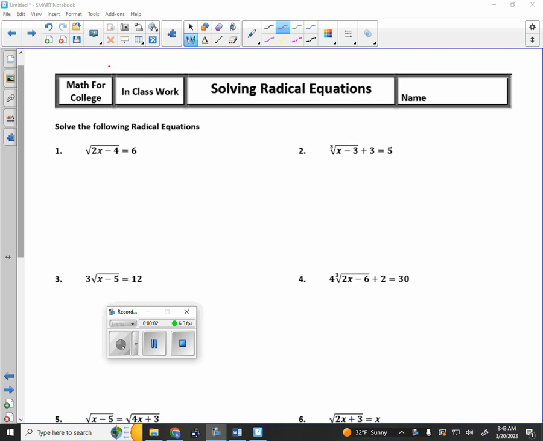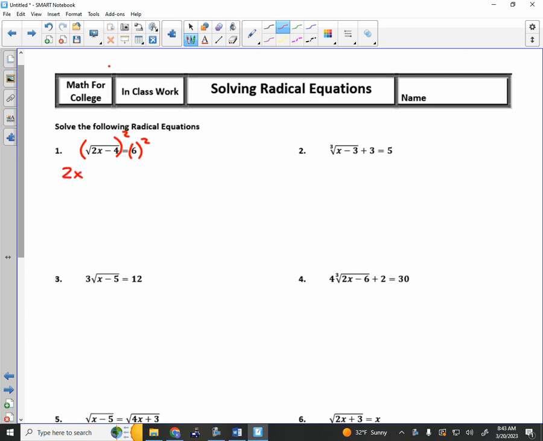In order to get rid of a radical, we're going to square both sides. Don't worry about it. We're going to square both sides. And when you square a square root, the square root operation goes away, and you're left with 2x minus 4 is equal to 36.